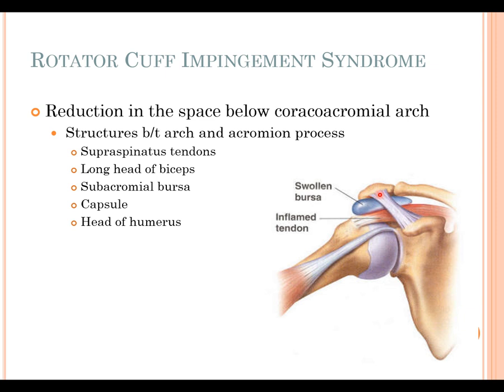Running underneath this arch are several important things. First of all, one of the biggest ones here is going to be your supraspinatus tendon. Supraspinatus is going to originate in the suprascapular fossa of the scapula. It's going to run underneath this arch and insert on the greater tuberosity. So it is a primary structure that's going to be in this arch and one that's primarily injured during impingement syndrome. We also have the long head of the biceps tendon, which runs through the bicipital groove all the way up to the supraglenoid tuberosity on the glenoid fossa.